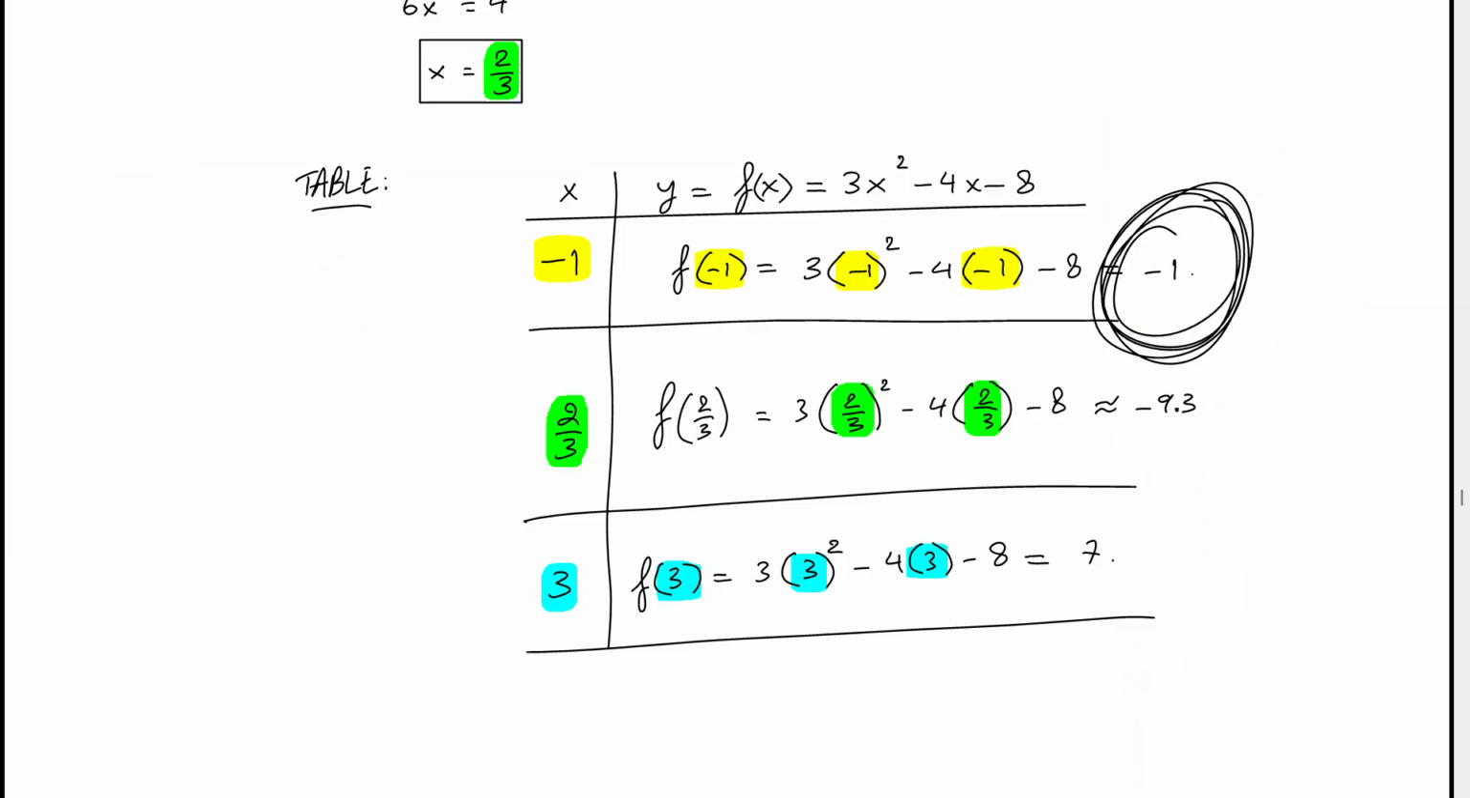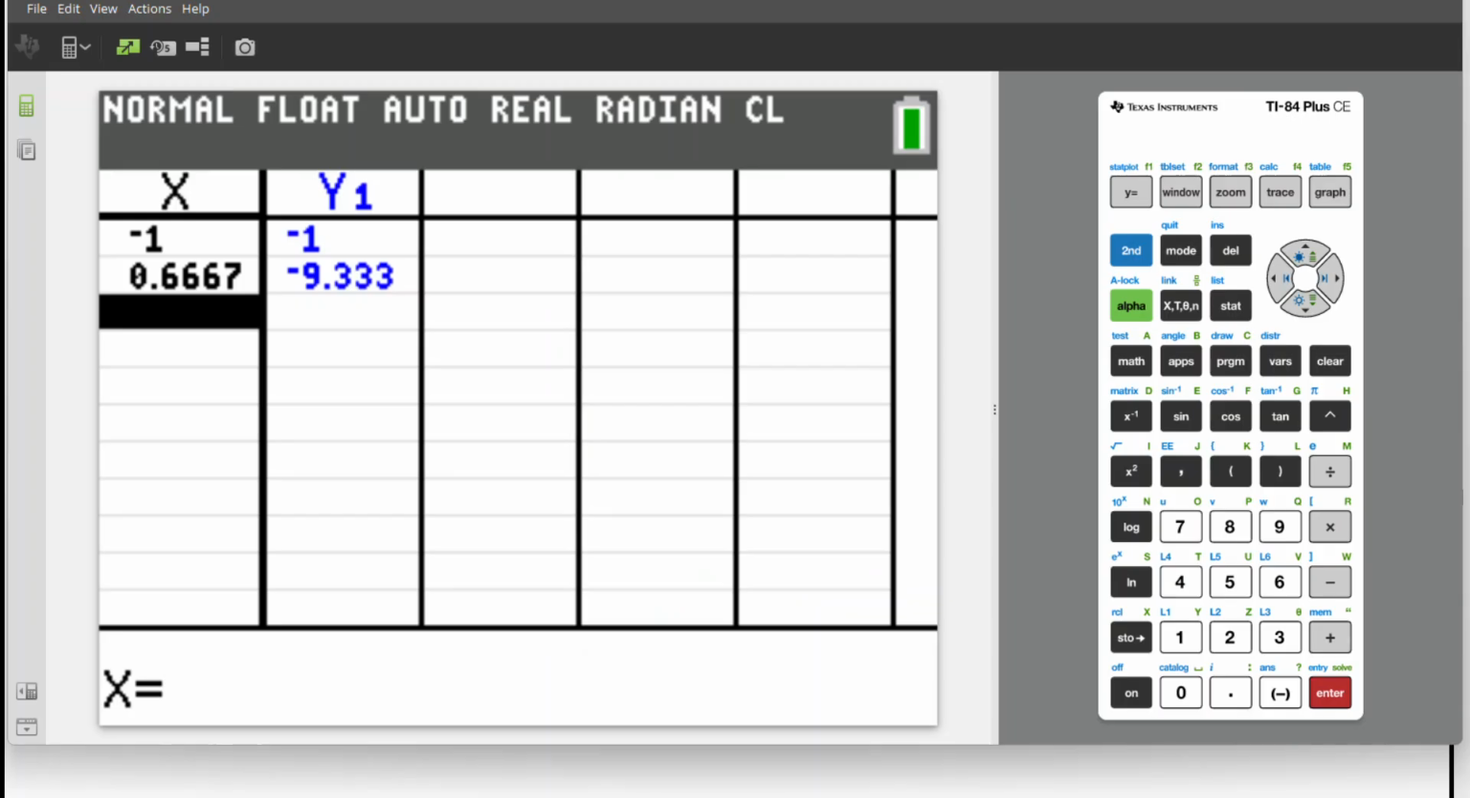So that's the second entry in my table. And to find the last entry of the table, we will just go back to the calculator and type in 3 and just hit equal. So it will say 7.